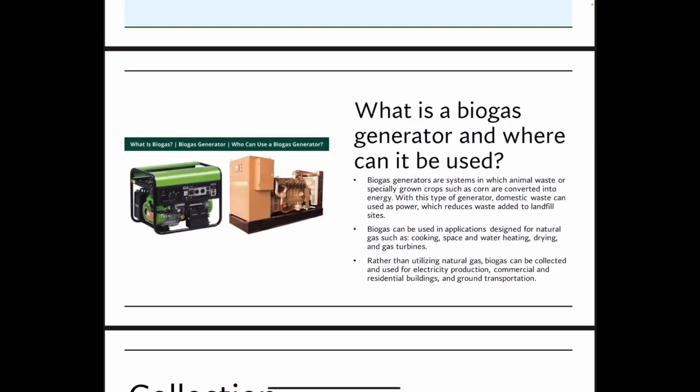What is a biogas generator and where can it be used? Biogas generators are systems that convert animal waste or specifically grown crops such as corn into energy. Biogas is used in appliances that use natural gases such as cooking, space and water heating, drying, and gas turbines. Biogas can be used for electricity production, commercial and residential buildings, and ground transportation in order to replace natural gases.